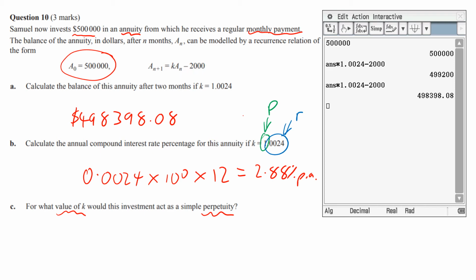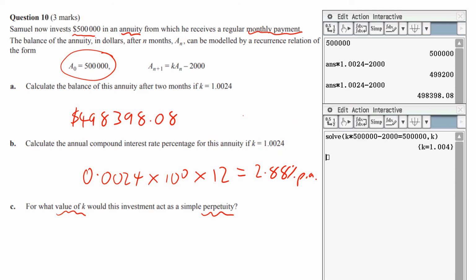So there are a couple of ways of thinking about that on the calculator. One way is you can just solve. I did a solve function here, and you can see I just said K, the interest rate, times the 500,000. That's just putting in this relationship. Minus 2,000 has still got to equal 500,000, and just comma K. You could use X, whatever. And I got this K value here of 1.004. So that was one way of doing it with a solve function.